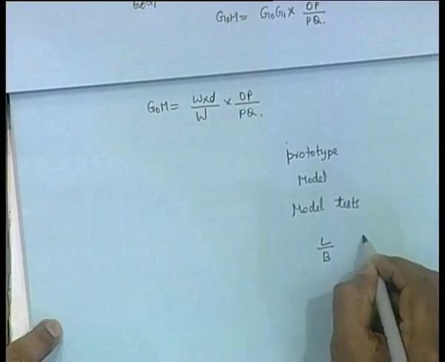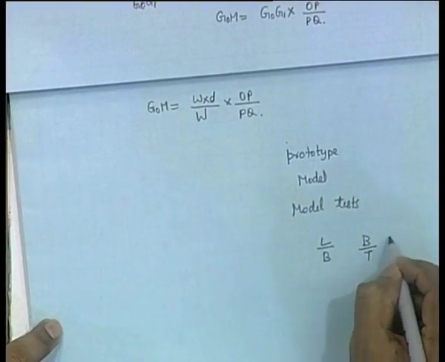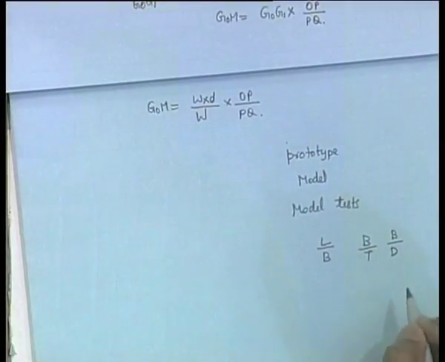So, what we do is we take a model which is of a smaller size, but there are some criteria that you follow. It's an actual replica of that ship. So that means things like L by B, B by T, or B by D, where D is the depth of the ship, such things will be the same for the prototype and the model. Prototype means the whole ship. The real ship is called a prototype, and the small one you create in the lab is called a model.